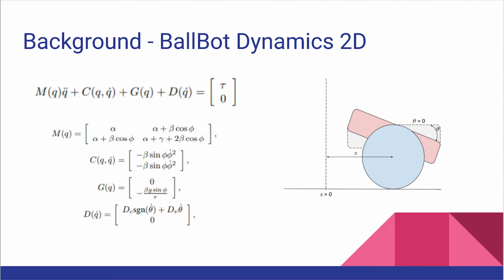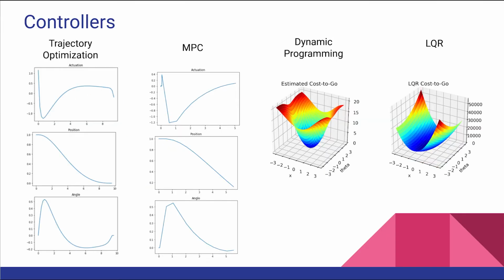Ballbots that you'd see in the real world exist in 3D, but for our project, we chose to work with a 2D one that just lives in the plane. This lets us tweak controllers faster because our state space is smaller, but it keeps the nonlinear dynamics for us to work with. In order to control a Ballbot, we developed 3 methods of control.